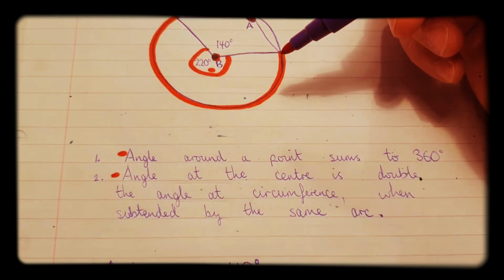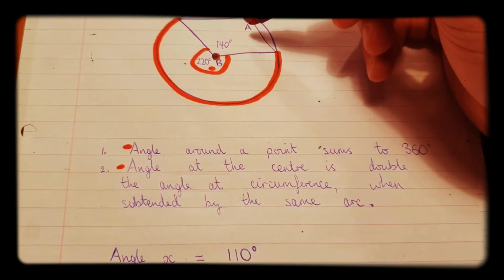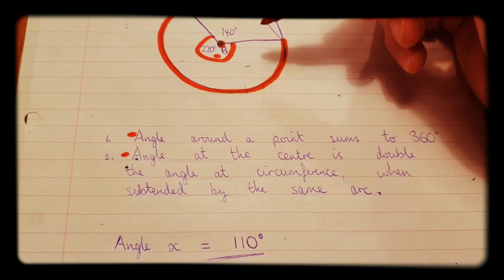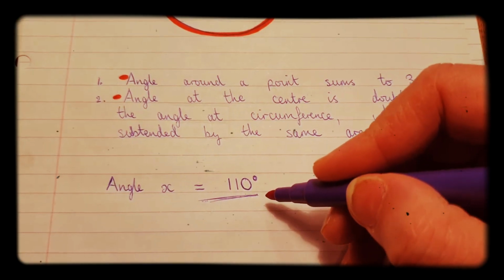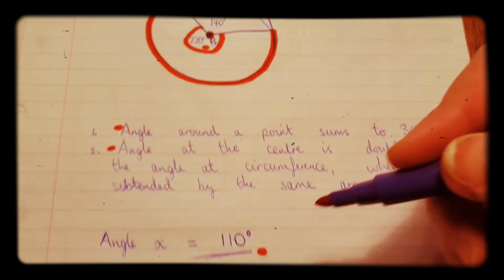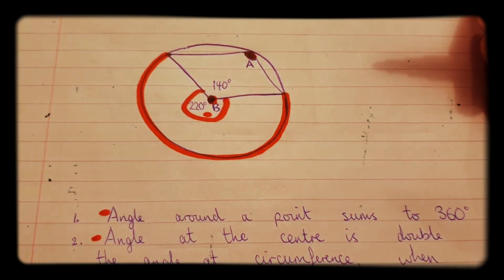Okay, so because of that, that angle there is going to be half of what the angle is in the middle, and that's why it's 110 degrees, half of 220. And that's how you do that.